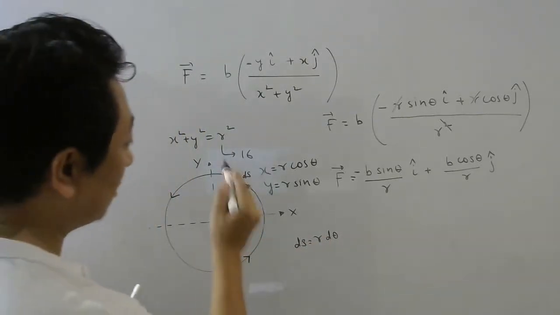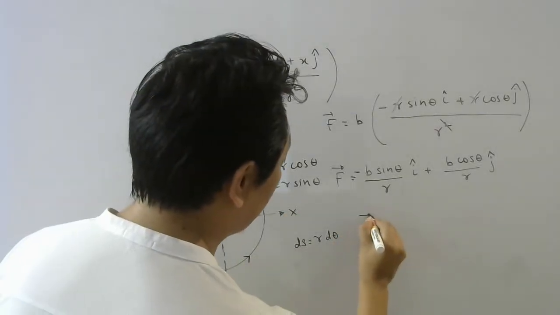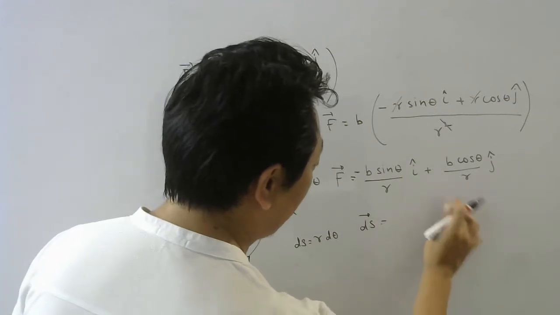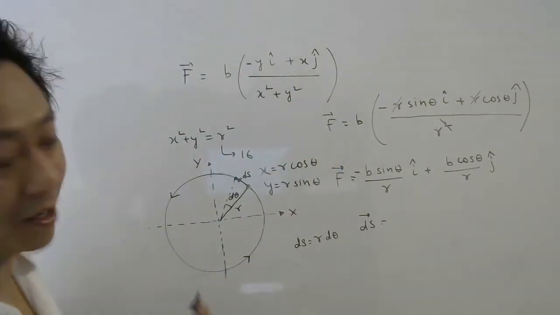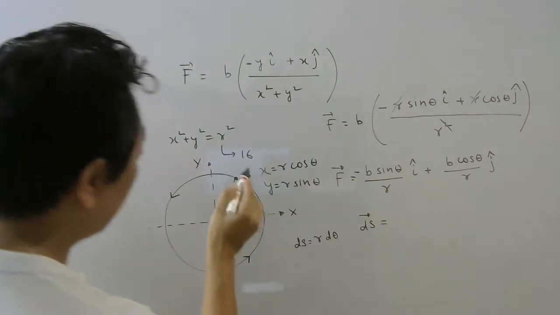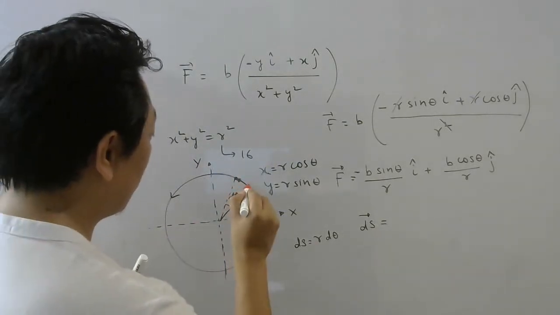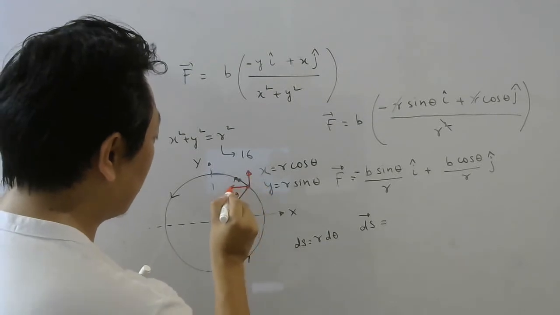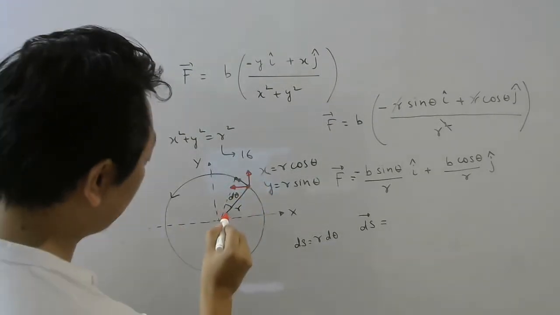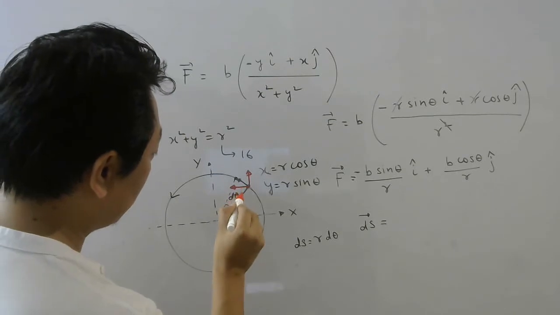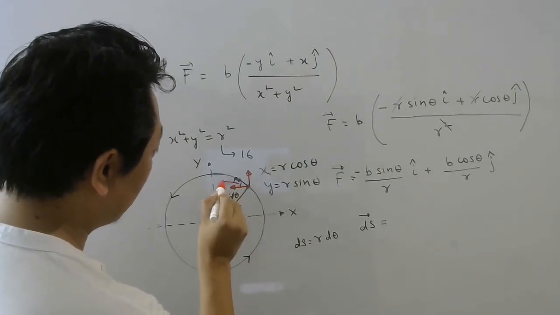Now how to find the displacement vector? X component times i cap plus y component times j cap, isn't it? So to write this displacement vector, I have to take two components. One component will be here, one component will be here. If you look carefully, this angle was theta. So this is also theta. So this is 90 minus theta.